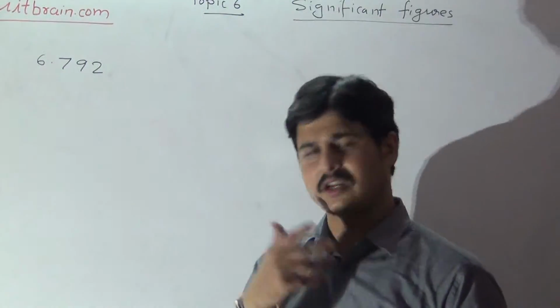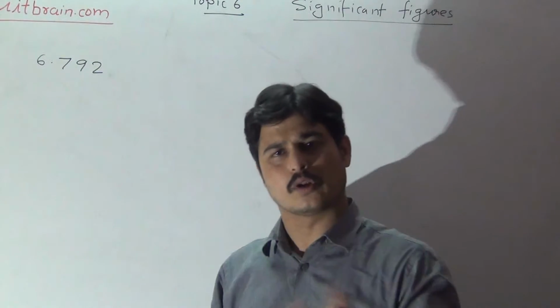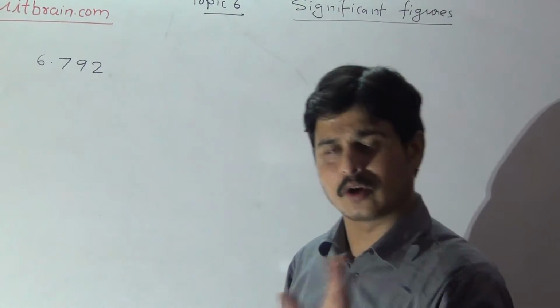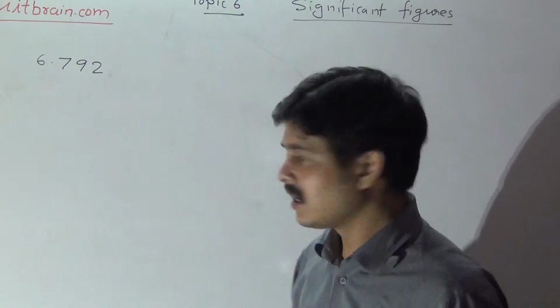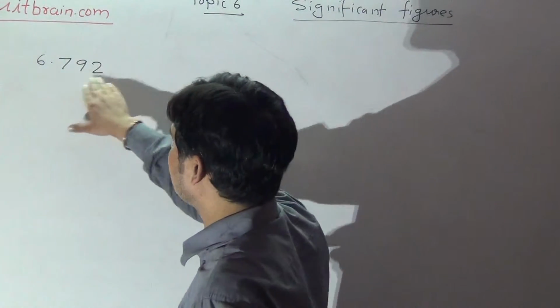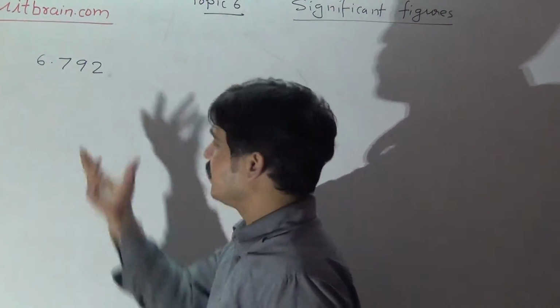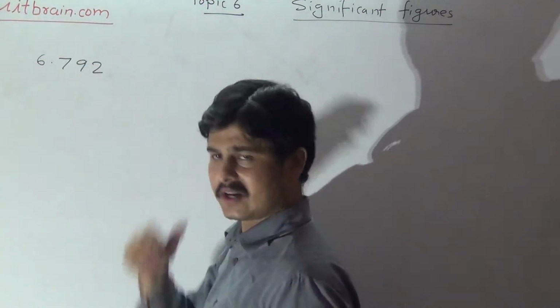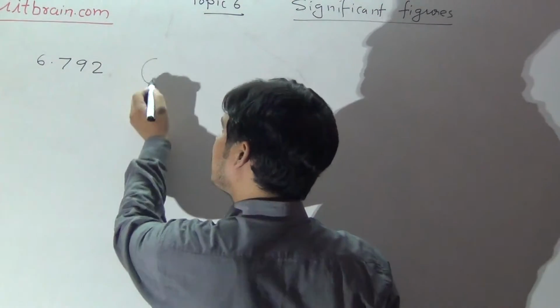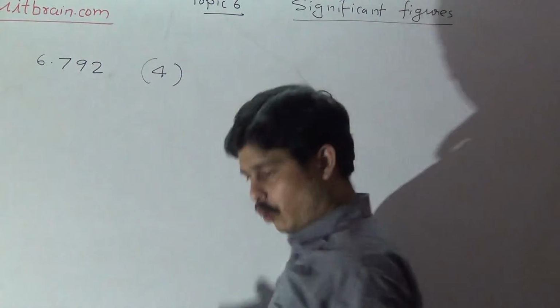Besides all these numbers, if some other numbers are also there in the answer, then these are known as non-significant numbers. Now in the same way, look at 6.792. This is a common number and we have to give an idea about the number of significant figures in it. Then all the 4 numbers are significant. So what are the common rules?